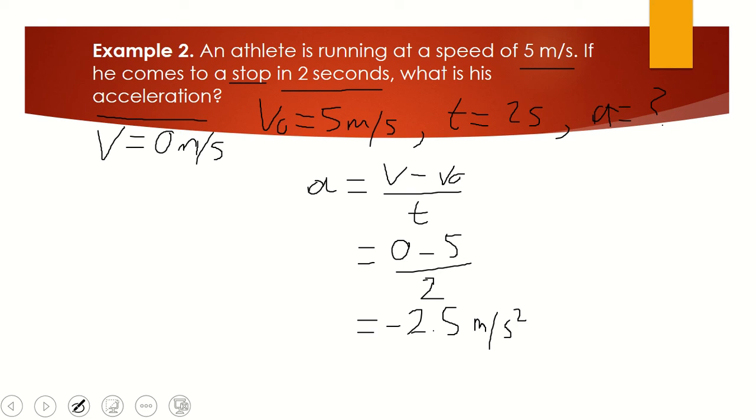So this is why it's important to make sure you've got the right variables in the right spot, because now we have a negative. So we have negative 2.5 meters per second squared. So this athlete is actually decelerating. He's starting off at an initial speed of 5, and in 2 seconds he's coming to a stop. So every 1 second he's decelerating by 2.5 meters per second.